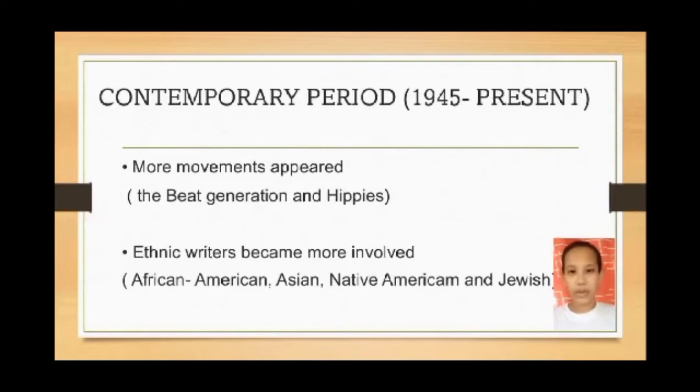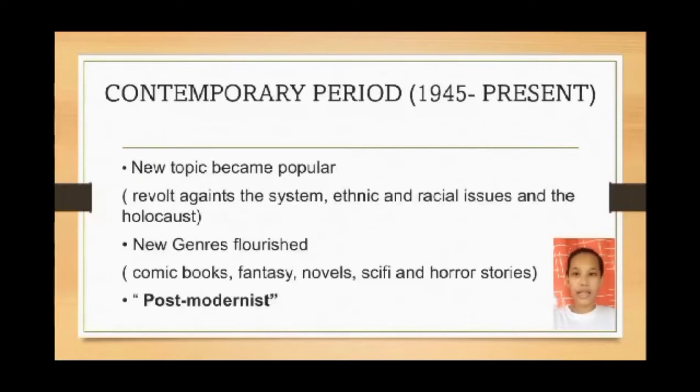And also many ethnic writers became more involved, like the Native American, the Asian, the Jewish, and even the African American, and some of them are called postmodernists. In this period also, new topics became more popular, like revolt against the system, ethnic and racial issues, the Holocaust, and even new genres flourished, like comic books, fantasy novels, sci-fi, and even horror stories.